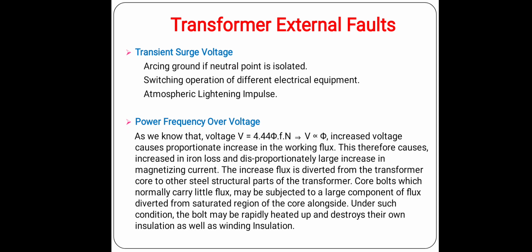The increased flux is diverted from the transformer core to other steel structure parts of the transformer, that is the core bolts. The core bolts, which normally carry little flux, may be subjected to a suddenly large component of flux diverted from the saturated region of the core alongside. Under such conditions, the bolts may rapidly heat up and destroy their own insulation as well as the winding insulation.